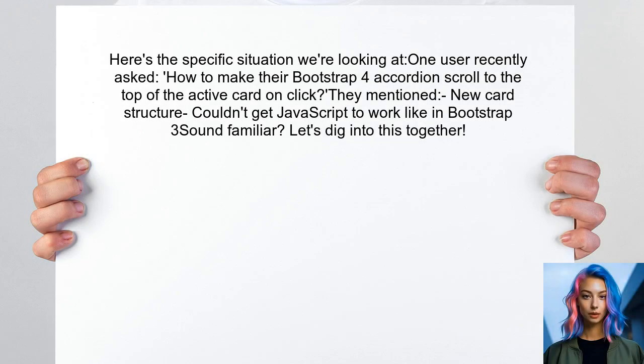Here's the specific situation we're looking at. One user recently asked how to make their Bootstrap 4 accordion scroll to the top of the active card when clicked. They mentioned that with the new card structure, they couldn't get the JavaScript to work as it did in Bootstrap 3. Sound familiar? Let's dig into this together and find a solution.